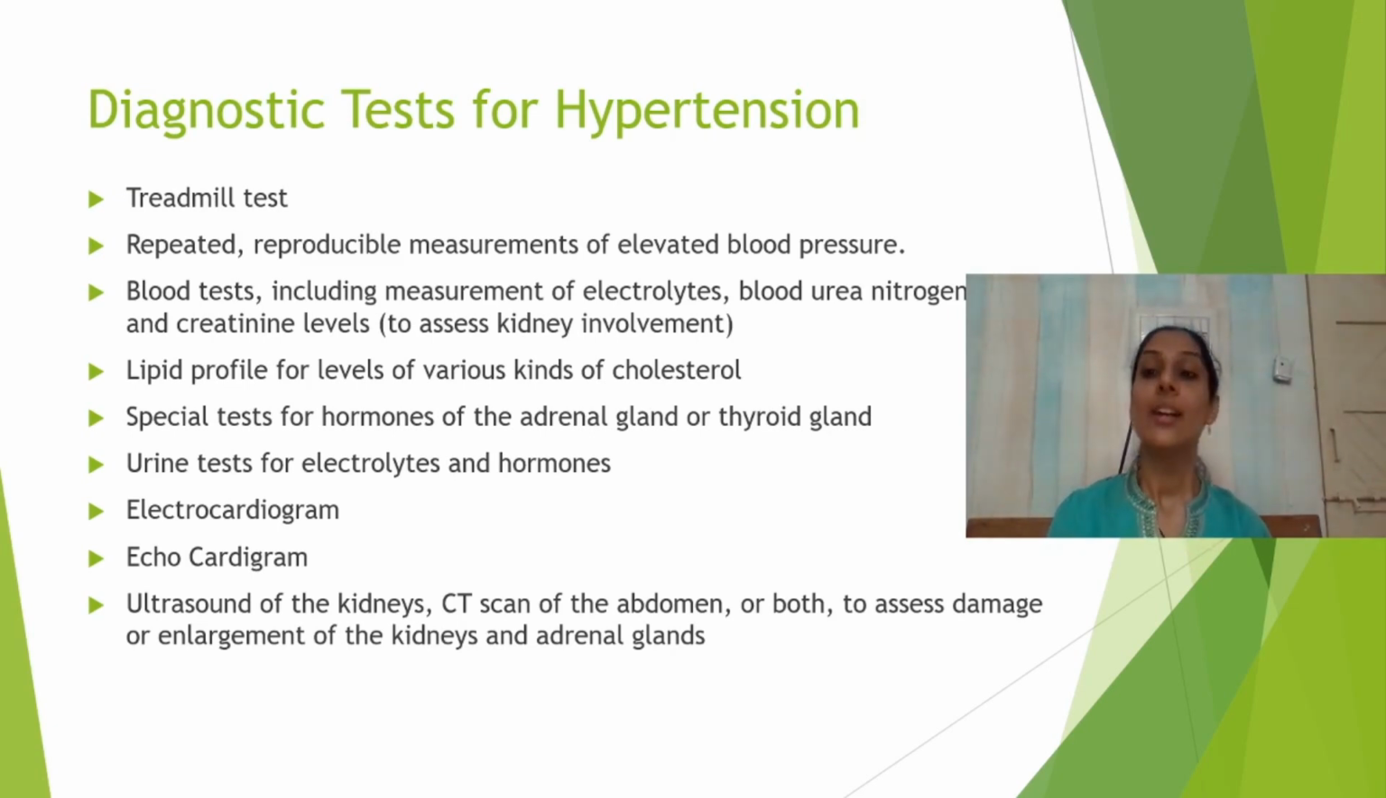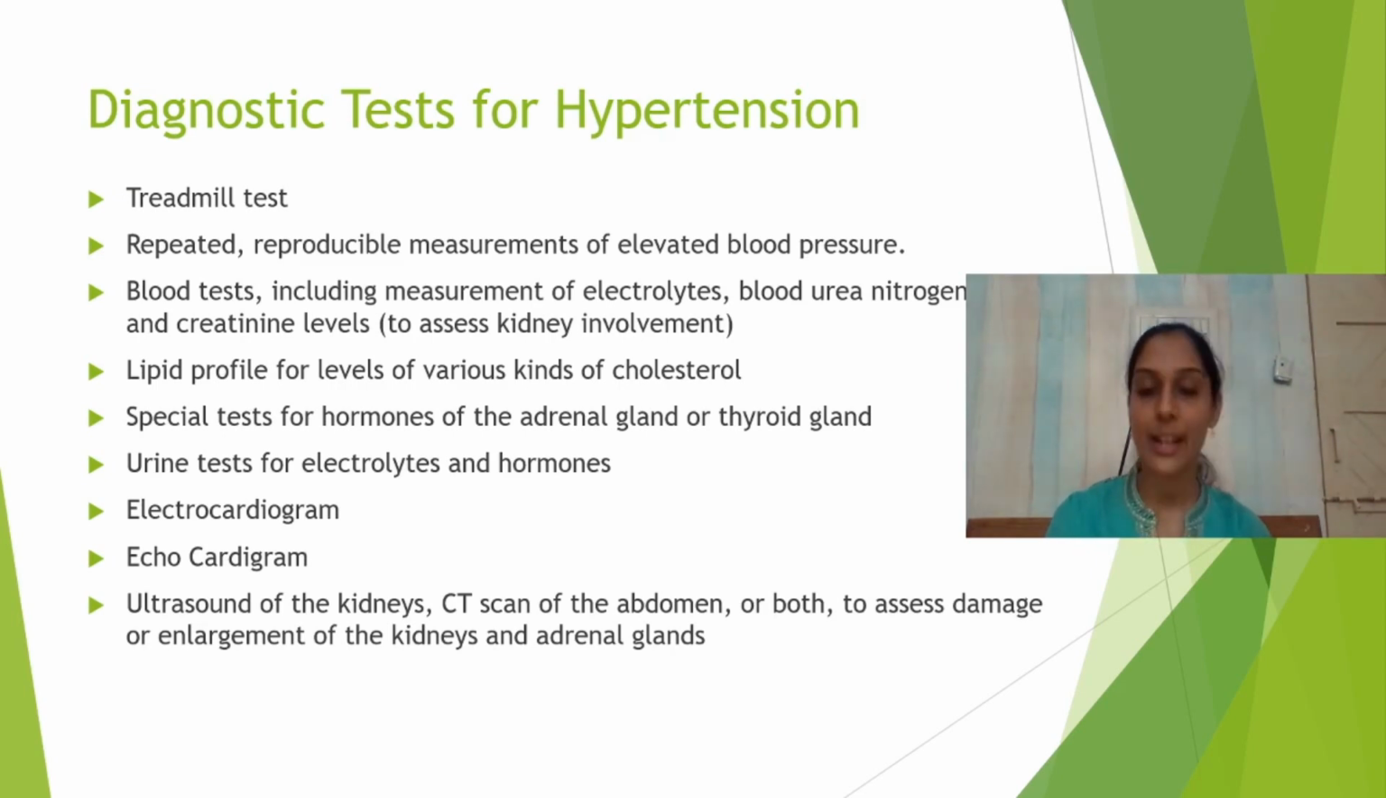Then next is a blood test, including the measurement of electrolytes, blood urea nitrogen, and creatinine levels to assess kidney involvement. Then lipid profile test, as I have told, where the amount of HDL and LDL is assessed. Then specimen test for hormones of the adrenal gland or thyroid gland. Then urine test to assess electrolytes and hormones, that is sodium, potassium and many more electrolytes.